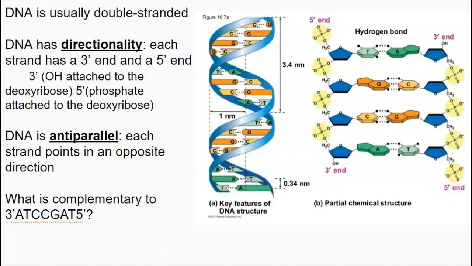DNA is typically double-stranded. It has directionality. And what this means is we have the different ends. Whenever you have a strand of DNA, there's always going to be one side that ends with a phosphate group, and this side is called the 5' end. And there's always going to be one end that has an OH group on it, and that's called the 3' end. And notice over here, 5' on top and 3' on bottom. And over here, 3' on top and 5' on bottom. And that is what we mean by anti-parallel. Each strand points in an opposite direction. So this one goes 5 to 3, and then this one goes 3 to 5, the reverse. Okay?